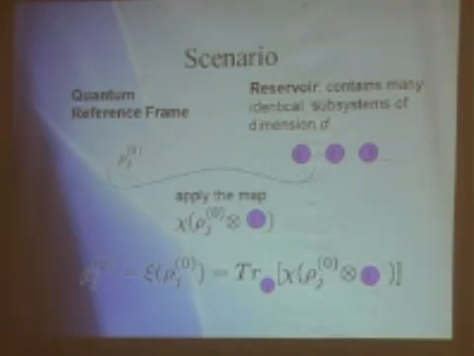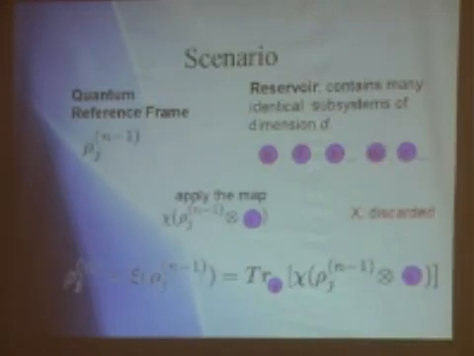Now, after you did this, in our scenario we're just going to consider the new state of the quantum reference frame, which is obtained by tracing out, getting rid of the state of the reservoir. And this gives you a way of writing out the back action map that acts on the quantum reference frame. I call that Z.